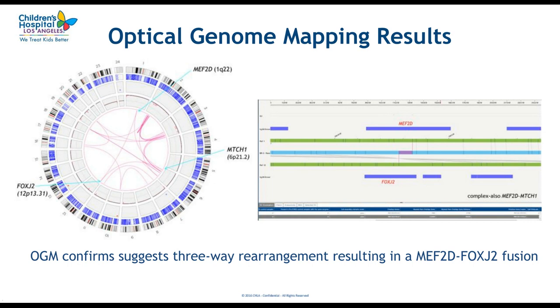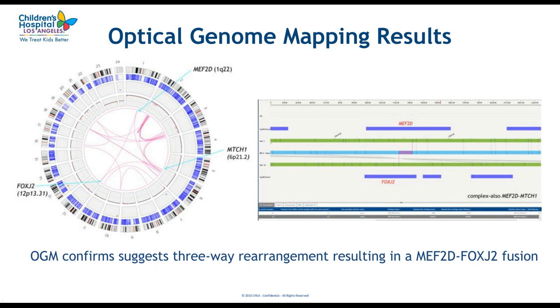And among all these structural variants detected by optical genome mapping, one really stood out, which was a three-way rearrangement involving chromosomes 1, 12, and 6. I try to highlight it in the circus plot on the left. At the breakpoints on chromosomes 1 and 12 were some important genes. On chromosome 1, it was MEF2D, and on 12, FOXJ2.